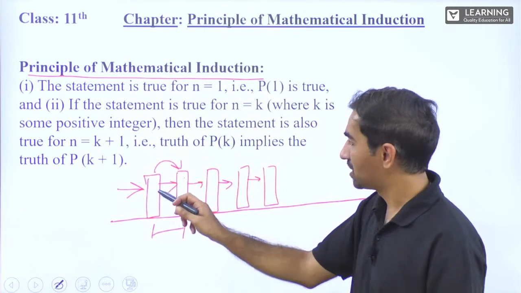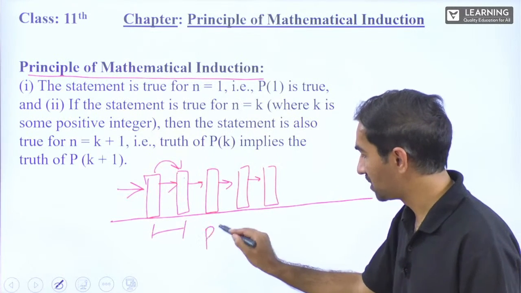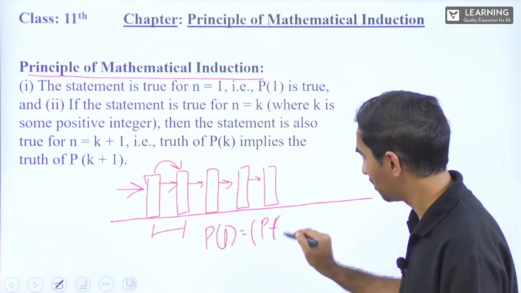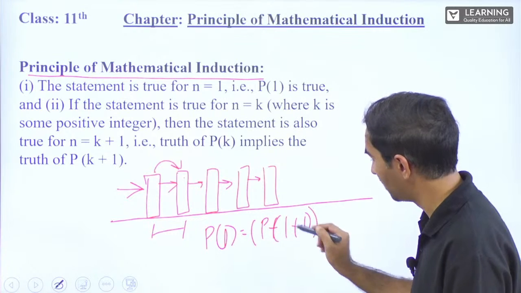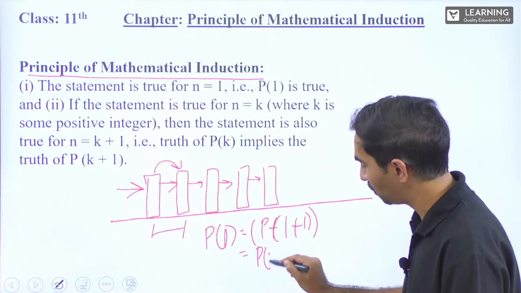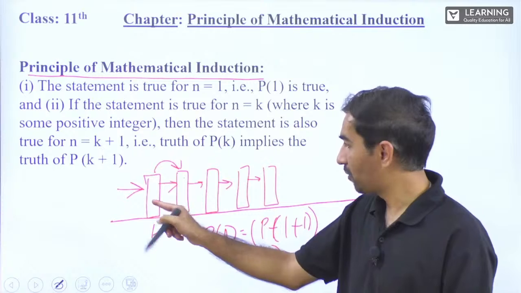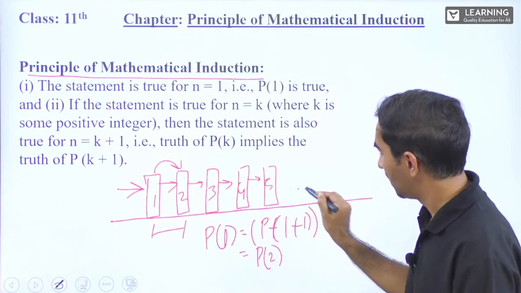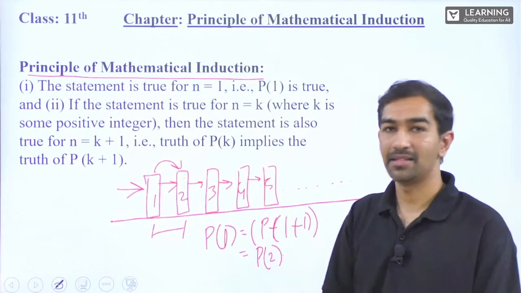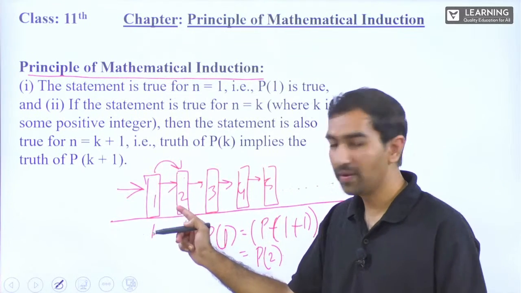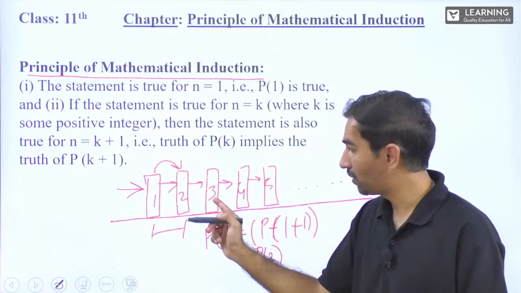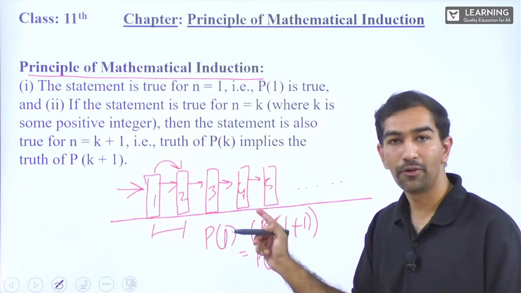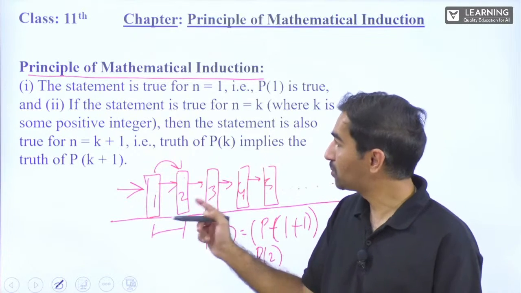Now if p of 1 is falling, what will happen? P of 1 plus 1 also will fall. So that is nothing but what? P of 2 also will fall, right? If 1 is falling, so this is 1, 2, 3, 4, 5, and there are continuous number of cards like this. If 1 is falling, 2 also will fall. If 2 is falling, 3 also will fall. If 3 is falling, 4 also will fall. If 4 is falling, 5 also will fall down. Correct. So that is what is written here.